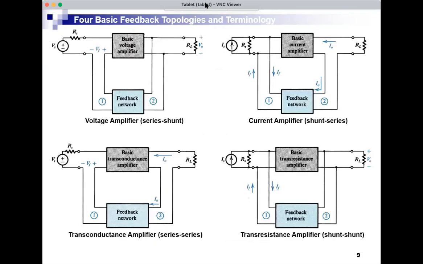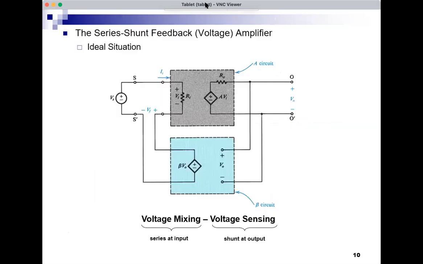We introduced previously the ideas of feedback control, feedback in amplifiers, and we saw the general structure of a feedback system and the four basic feedback topologies that depend on whether the input quantity is a voltage or a current, and the output quantity is a voltage or a current. So these are the four topologies that we introduced. And now we will consider the voltage amplifier. So this is when the input is a voltage and the output is a voltage.